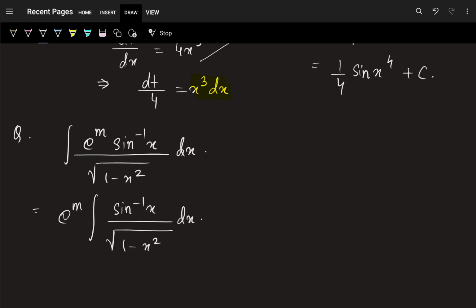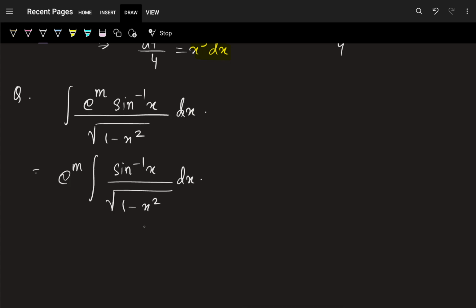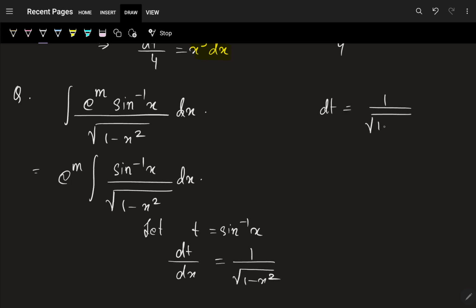dx. Okay, now what you do, you let t as sine inverse x. Now if you just do the derivative, dt by dx is going to be 1 upon under root 1 minus x square. So now dt is equal to 1 upon under root 1 minus x square dx. So we just put the t back in. So this is e to the power m, sine inverse x is t, and everything else is dt.